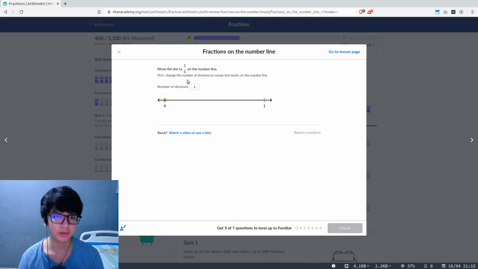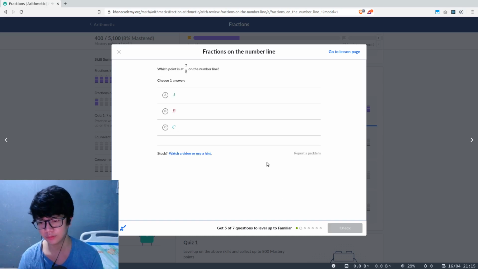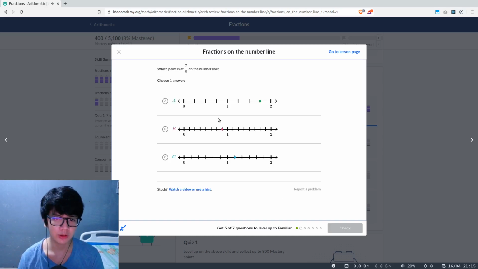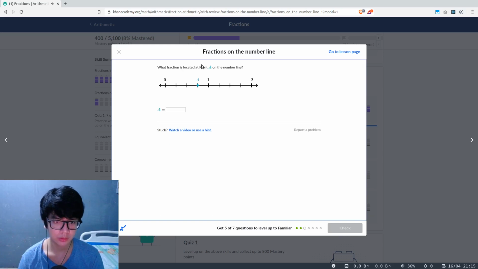Fractions to number line. Move the dot to 5/6 on the number line. First change the number of divisions to create tick marks on the number line: 6, and 1, 2, 3, 4, 5. Which point is at 7/8 on the number line? 7/8. Okay. 1, 2, 3, 4, 5, 6, 7, 8. What fraction is located at point A on the number line? Oh, it's 3/4.